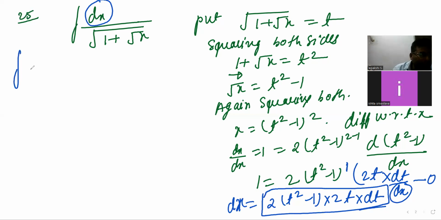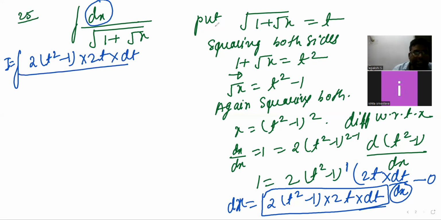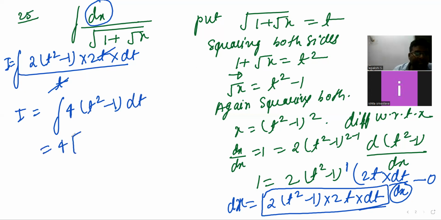So now your question will reduce to what? I equal to 2 into t square minus 1 into 2t into dt divided by this, which is equal to t. So this t and this t will get cancelled. So remaining is I equal to 2 into 2, which is 4, integration of 4 into t square minus 1 into dt. Now integrate separately after taking 4 outside. So it will be integration of t square dt minus integration of dt.